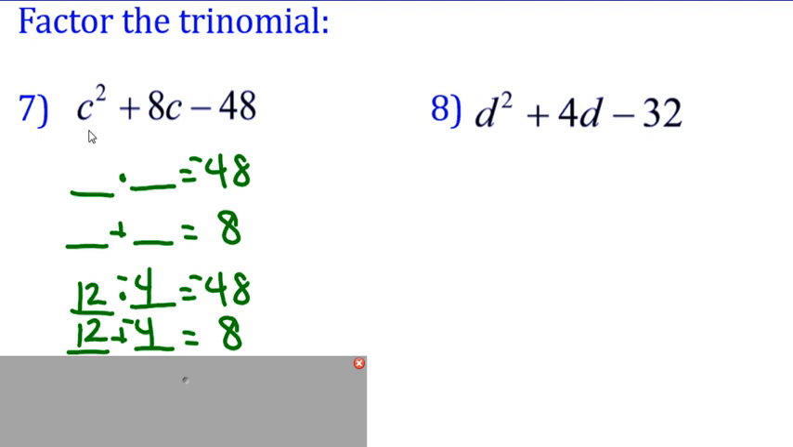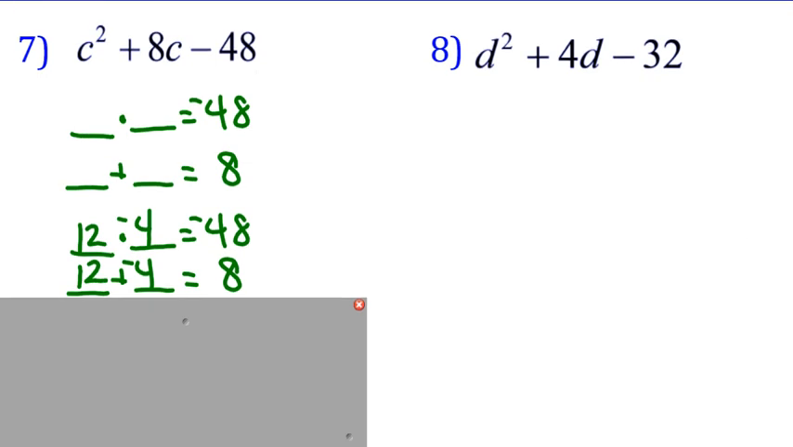But again, because that leading coefficient is 1, we could simplify that process, hopefully, in saying, all right, well, if these are the two numbers for the product and the sum, one factor should be c minus 4, and the other factor should be c plus 12.